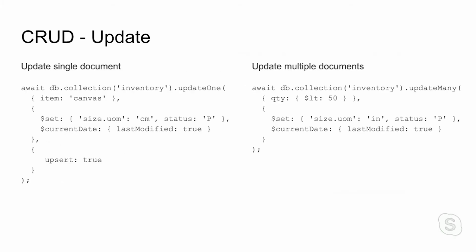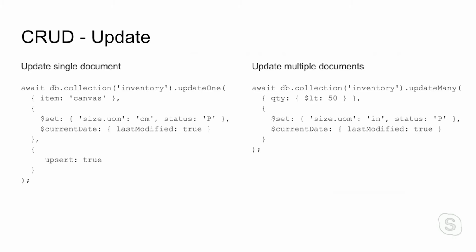Okay, update. The first parameter is again the query, so you're searching for some data. It's the same query you can use for finding the data as before. The second parameter is the set, or the update operation. In this case, you are using the set operator, which is telling it that in the document which I find, I want to update the size unit of measure to centimeters, and status to P.